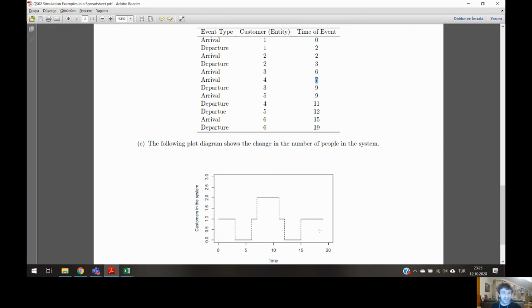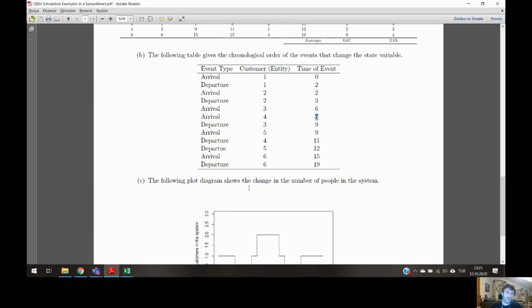So the rest of the plot diagram we cannot draw because we only observed 6 customers in the simulation. Actually, this is a small-sized example. In practice, we perform such a simulation for a very, very large number of customers to learn about the steady system behavior of that queuing system, but we are going to practice all of these in the following weeks anyway.